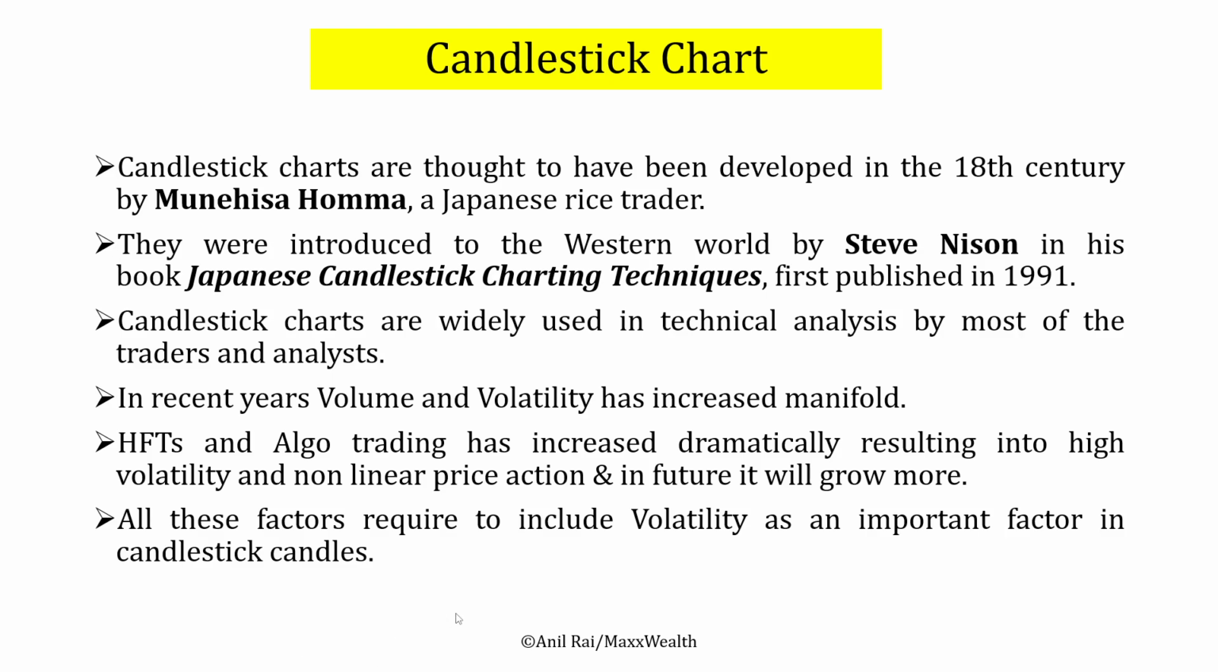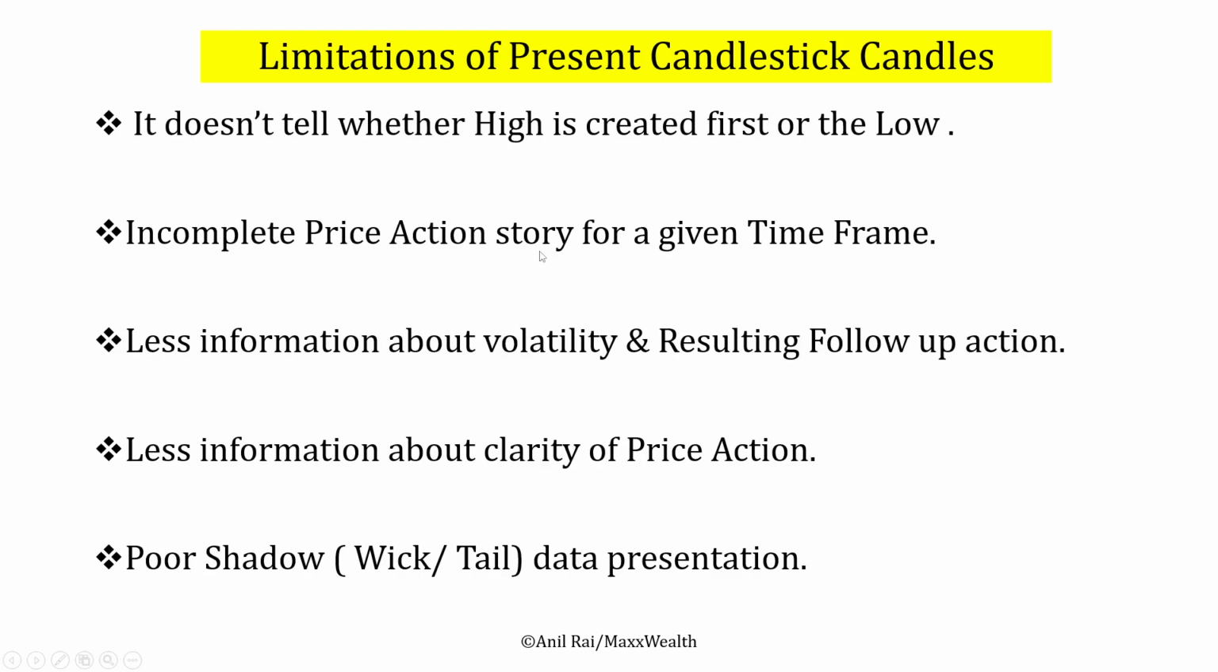So let's see what we are talking about. The limitations of the present candlesticks are that they don't tell us whether the high is created first or the low. Later on we will see in the pictorial presentation what we are saying. But here, which one is created first, the high or the low, they don't tell us. That's why the price action story is not complete for the given time frame, and they don't tell us about volatility and the resulting follow-up action. If you want to know about the volatility, you have to go to a smaller time frame, and then you can understand it.